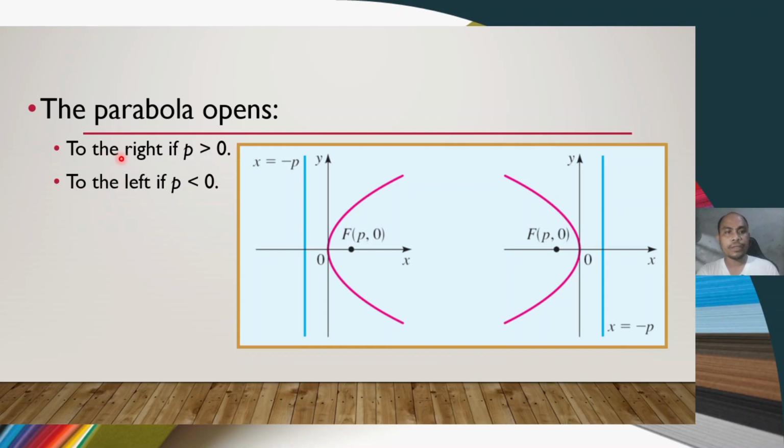Dito naman, if the p is greater than 0, then our parabola opens what? Opens to the right. Ito yan. Opens to the right. Ito yung p is greater than 0. Kabaliktaran naman niya, if p is less than 0, our graph opens to the left. And of course, do not forget ang ating mga value ng ating directrix. Dito, the directrix is x equals to the negative p.